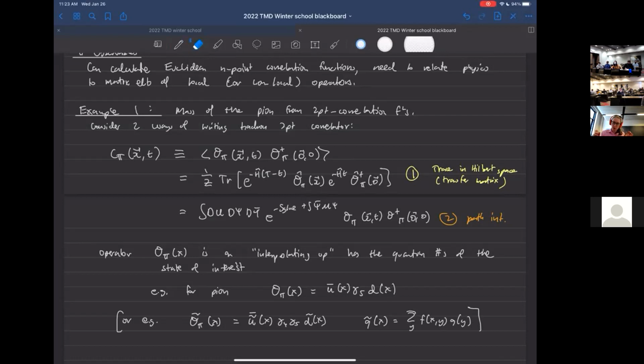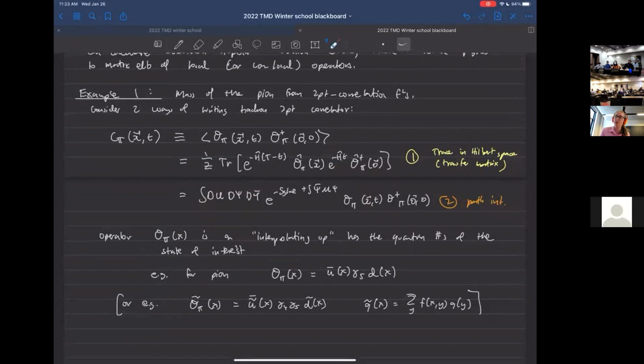Okay, so starting from these two different expressions, 1 and 2, when we rearrange 2, we'll see how to compute this thing in lattice field theory. And when we rearrange 1, we'll see how to interpret that to pull out the mass of the pion from the thing that we compute. Okay, any questions so far? We're going to rearrange this and then this. So we'll see all these expressions again next.